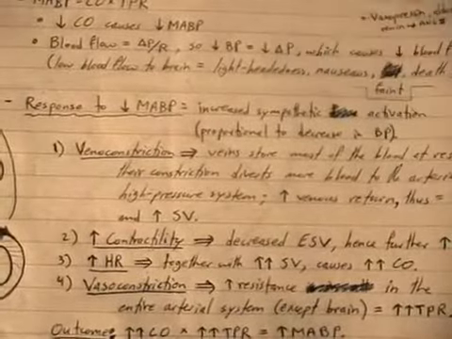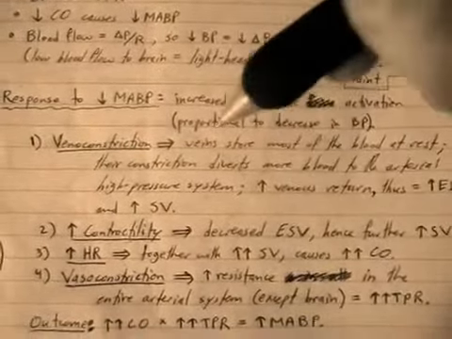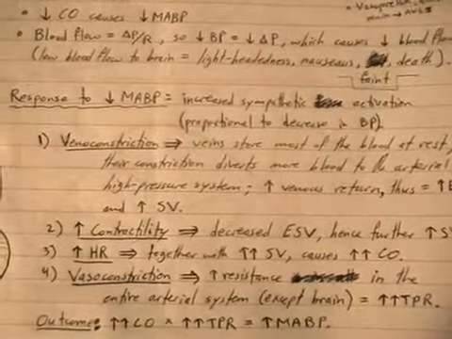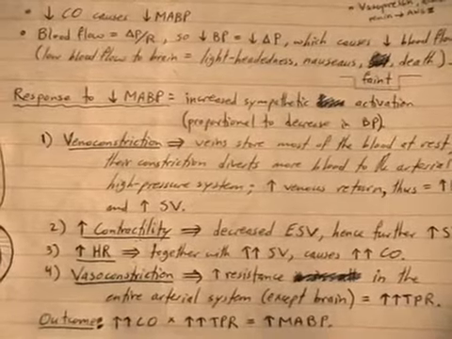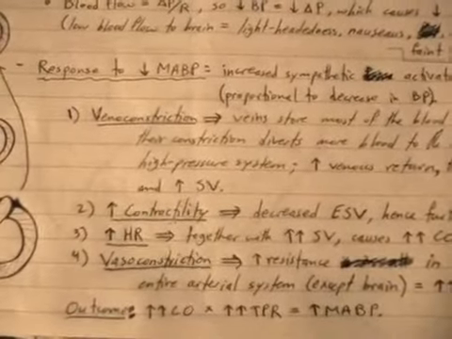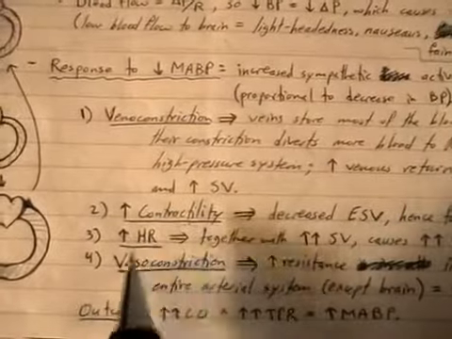So when there's decreased blood pressure, there's increased sympathetic activation, and that increase is proportional to how much blood pressure has decreased. So the lower your blood pressure, the greater the activation of the sympathetic nervous system. The sympathetic nervous system, when it's activated, causes four things. It causes venoconstriction, increased contractility, increased heart rate, and vasoconstriction.